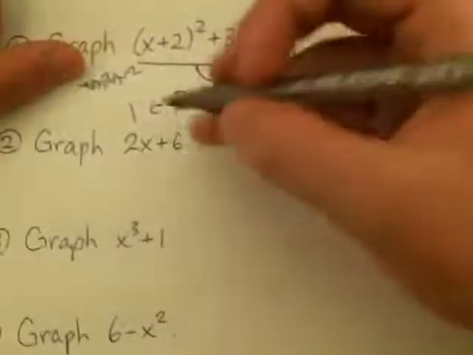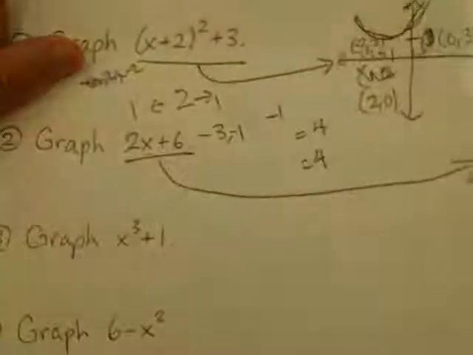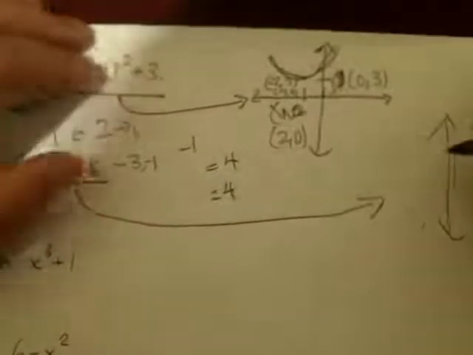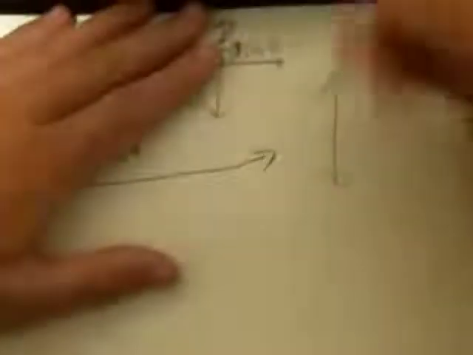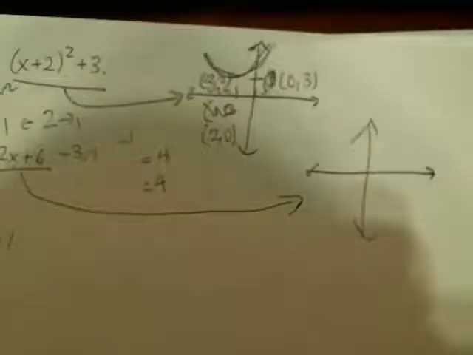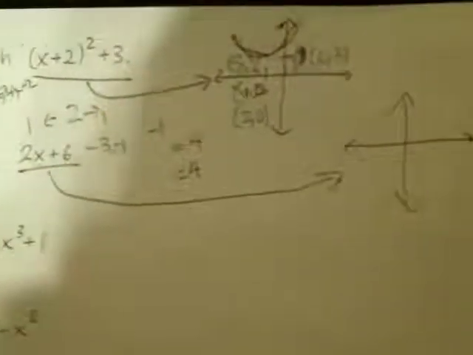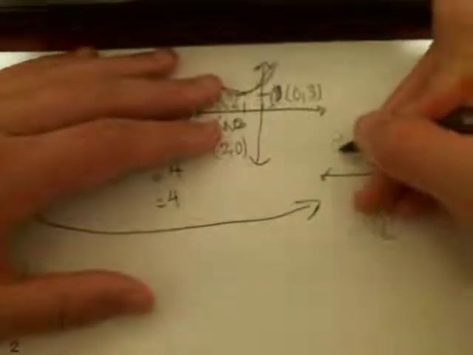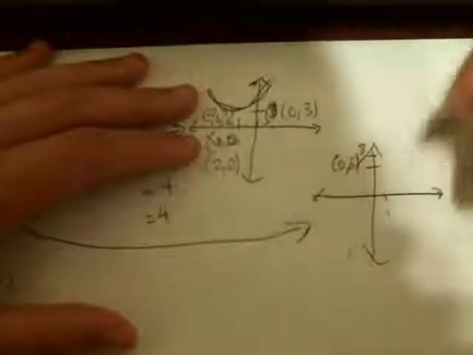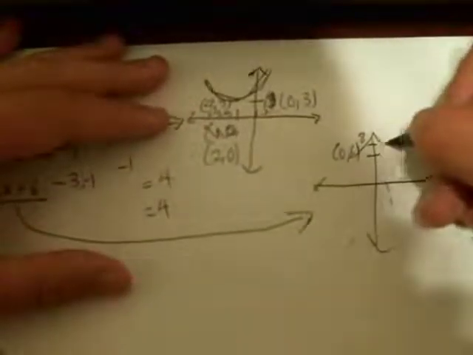Alright, so let's move on to the next one, which asks to graph 2x plus 6. So we'll just move that over here and graph that there. So 2x plus 6 is in the form of y equals kx plus b. So we can just have the slope of 2 and a y-intercept of 6. So 0, 6. And we'll have 8 up here and 1 down here. And then we can just pass through these 2 points. So this would be the graph for 2x plus 6.